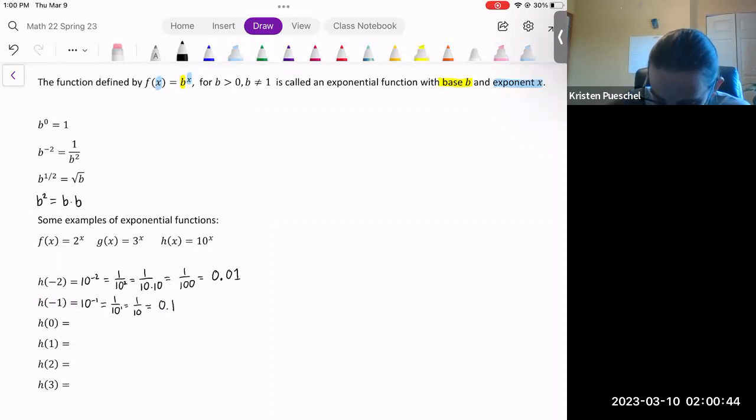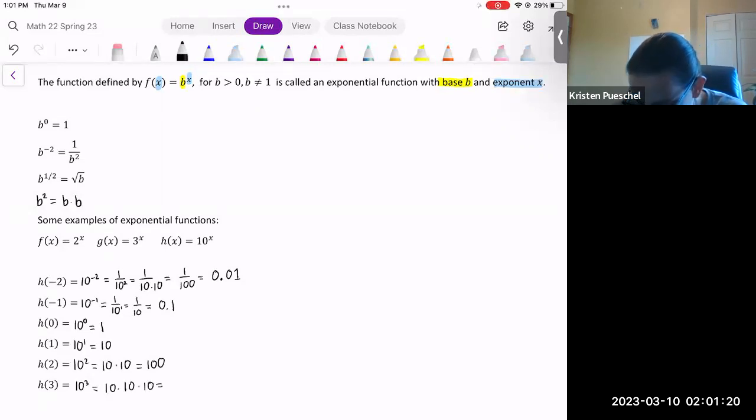If we have h of 0, this is 10 to the 0th. And always, this is just going to be equal to 1. Any base to the 0th power gives us 1. h of 1, that input goes up into the exponent. So we have 10 to the 1, or just one copy of 10 multiplied by itself. If we add h of 2, this is 10 squared, or 10 times 10. This is 100. And if we have h of 3, this is 10 cubed, or 10 times 10 times 10. This is 1,000.